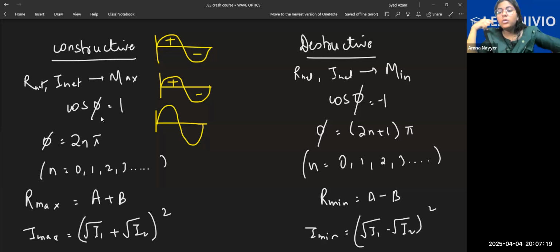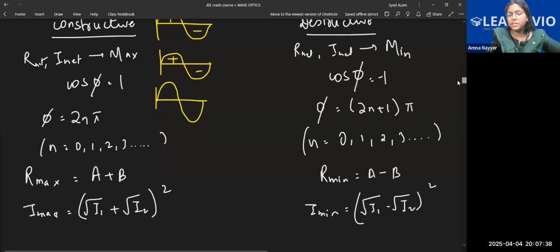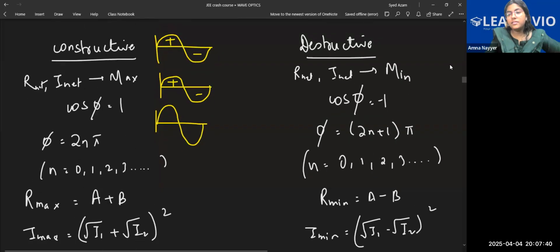Phi will be equal to 2n pi, where your value of n will lie from 0 to 1, 2, 3 and all you can exceed. Maximum amplitude will be A plus B. Maximum intensity will be under root I1 plus under root I2 whole square. Because you put cos phi as 1, you will get the same thing. So why not remember it directly from here? Right? Then you have the destructive interference.